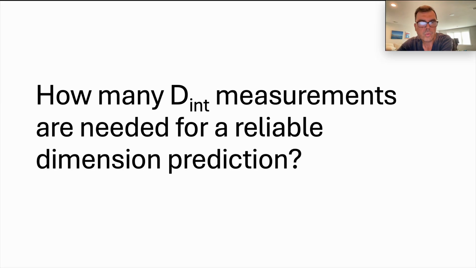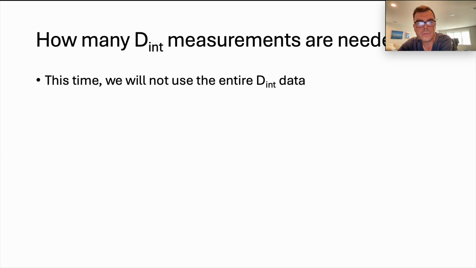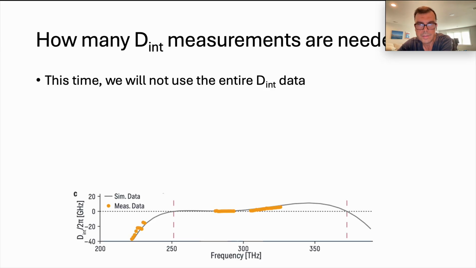The second question was how many integrated dispersion measurements are needed for reliable dimension. So this time, instead of using the entire data set, we will use some part of it. And again, from this paper of Dr. Kartik's group, I saw that they took measurements at 3 different regions, one near the probe, one at much lower frequencies, and one at slightly higher frequencies. So we will do the same thing.